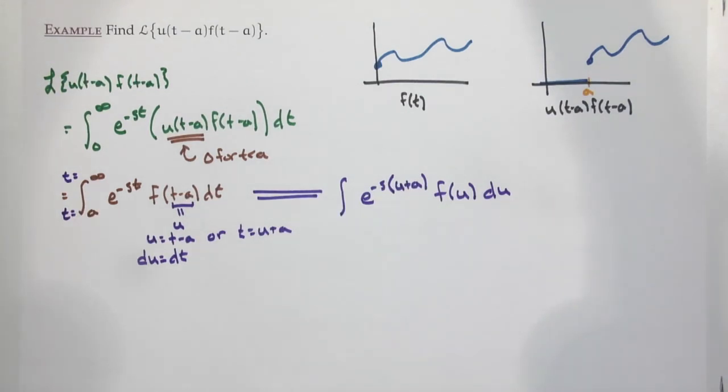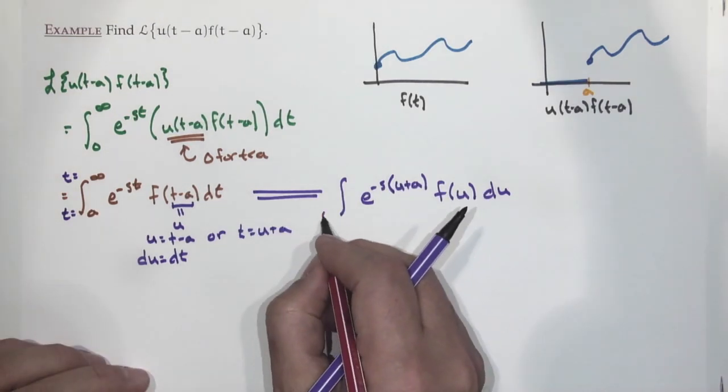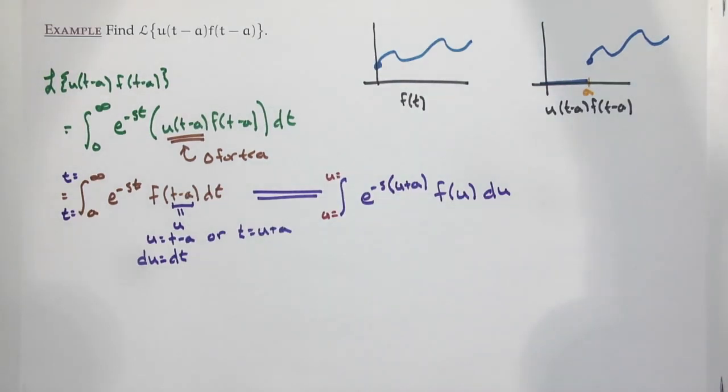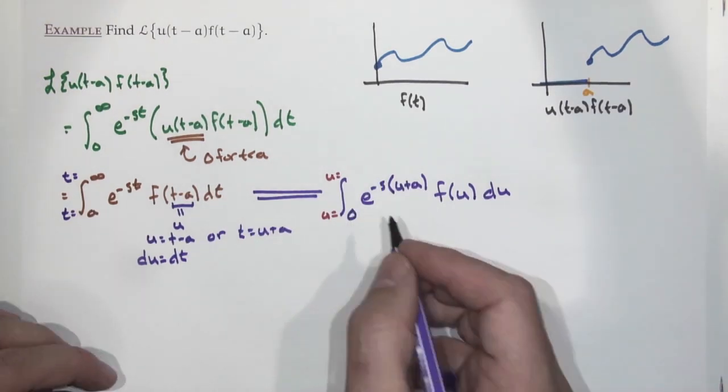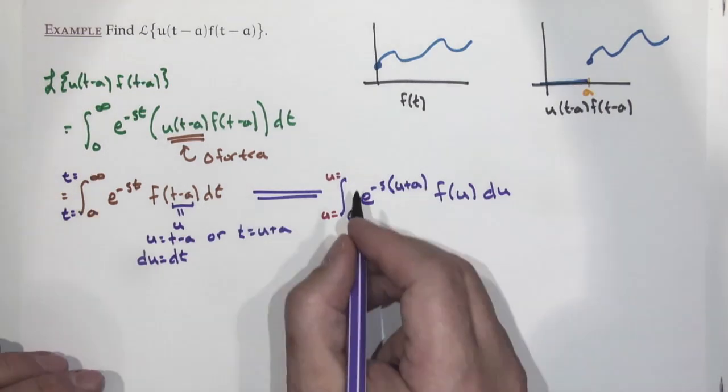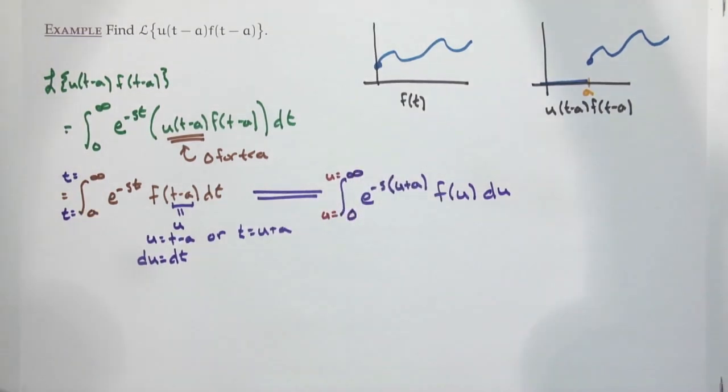And we want to go to the point where we have our u bounds. u equals something to u equals something. And to figure it out, we say, okay, if t equals a, what does u equal? 0. As t goes to infinity, what does u do? Also goes to infinity. So that our bounds are 0 to infinity. And now we're like, oh, this is nice. Clean it up a little bit.